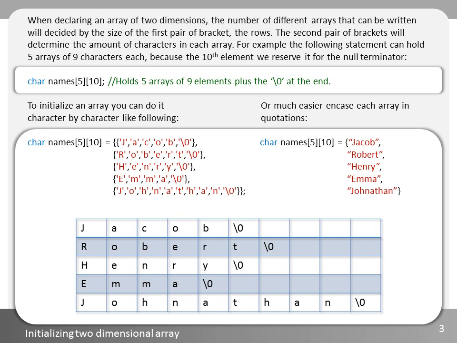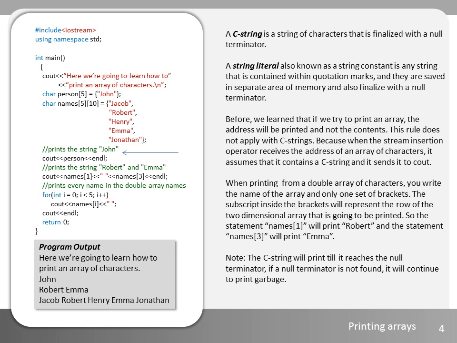We declare in the 2-dimensional array the names Jacob, Robert, Henry, Emma, and Jonathan. Both methods give the same results as seen on the following table. By using the first index of the array, we can have access to the names stored in it, and then use the second index to manage the characters that make up that name. A C-string is a string of characters that is finalized with a null terminator. A string literal, also known as a string constant, is any string that is contained within quotation marks, and they are saved in a separate area of memory and finalized with a null terminator.